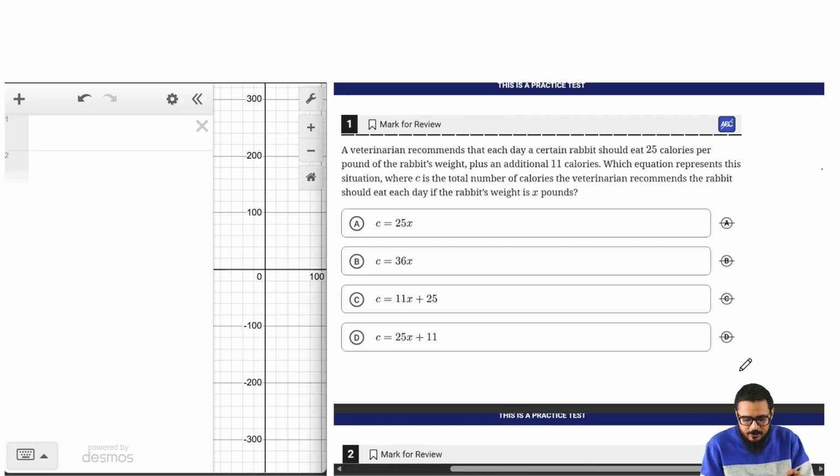Hello students, we are going to look at College Board Practice number 5, Module number 1. So let's start with the first question.